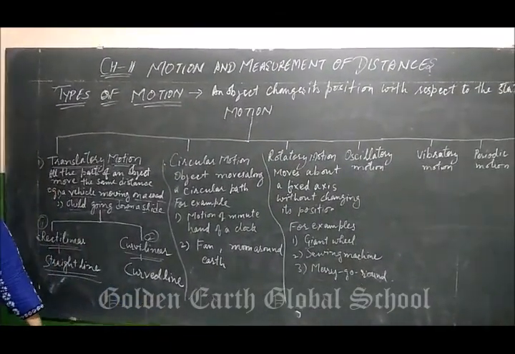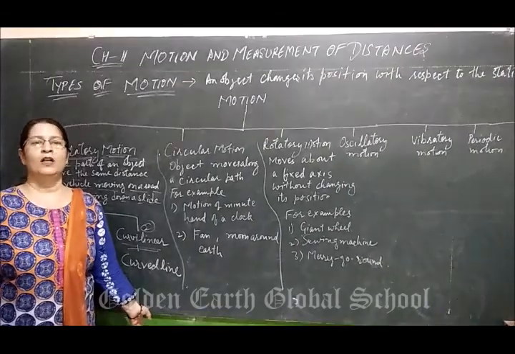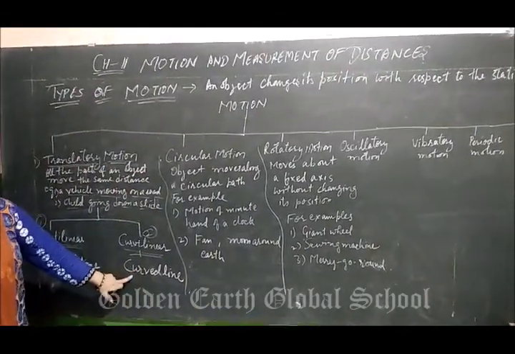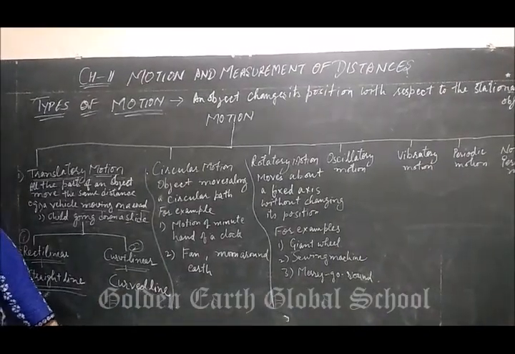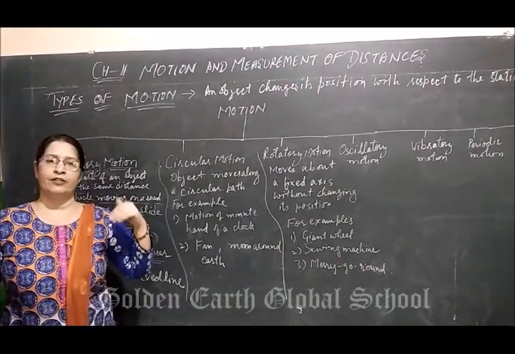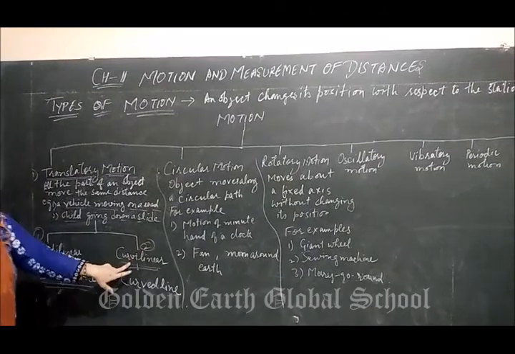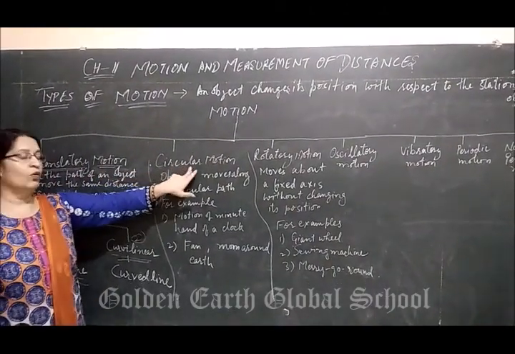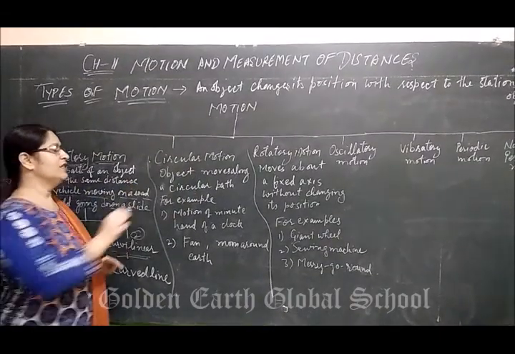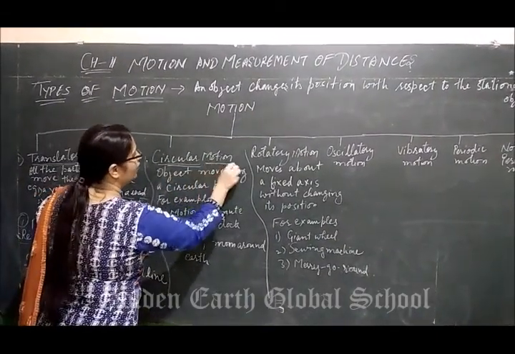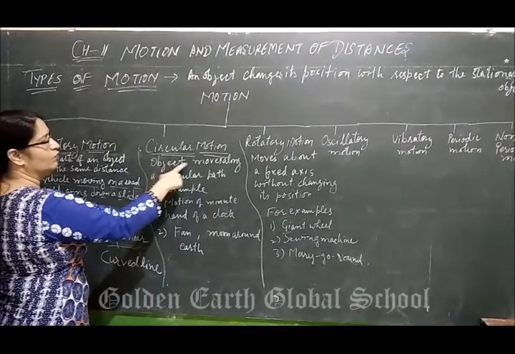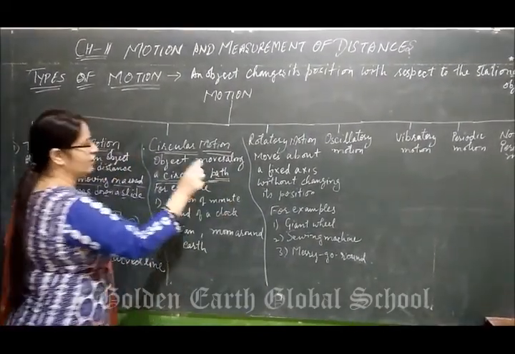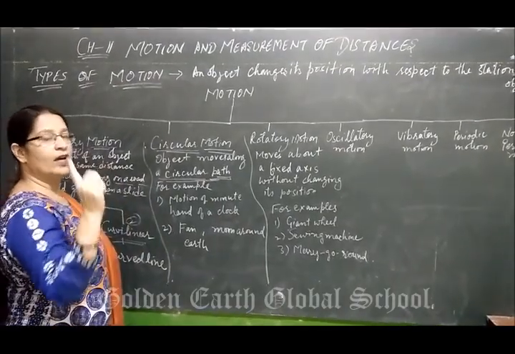For example, a ball, when all of you throw a ball in a curve, then it is said to be curvilinear motion. A car moving along a curved path is also called a curvilinear motion. Next type of motion is circular motion. From its name it is clear, circular motion: when an object moves along a circular path.